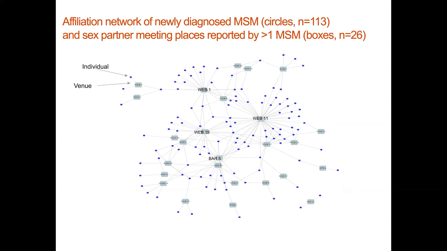This next one builds from the previous one, and here we only include venues that are reported by more than one individual, because that is then how we get the connections between the venues. We've left the people in for now, just to give you the example of stepping through the analyses. And in this case, one fifth, or 26, of all the 132 venues were those that were reported by more than one case. And they were linked to 79%, or 113, of the total sample.